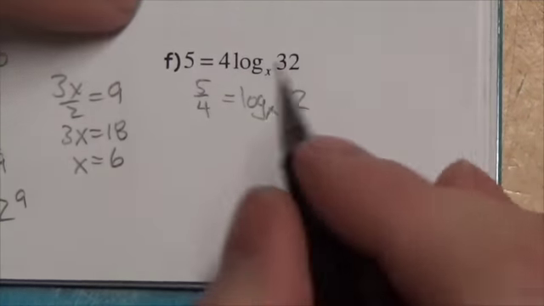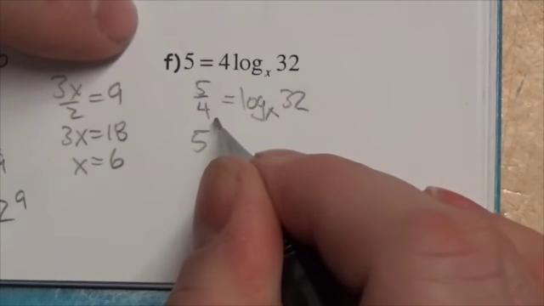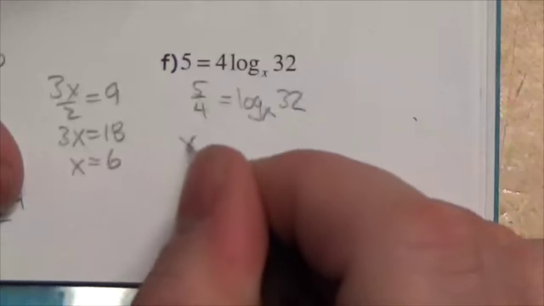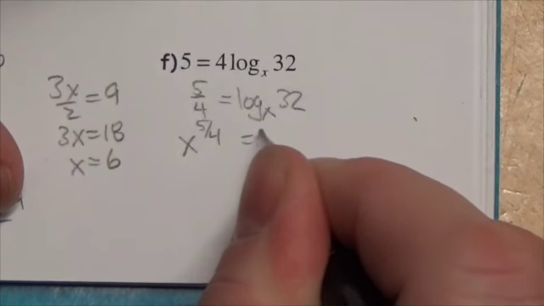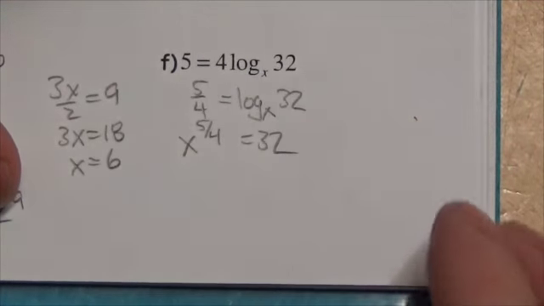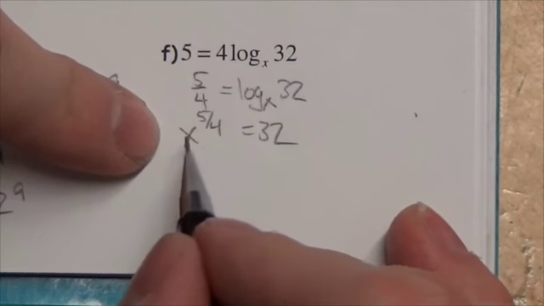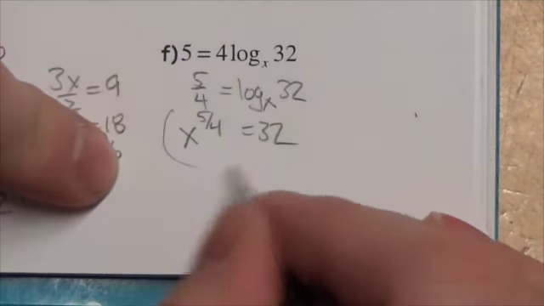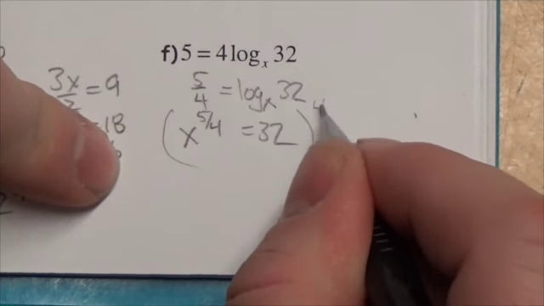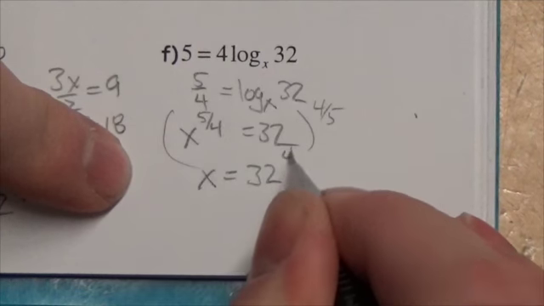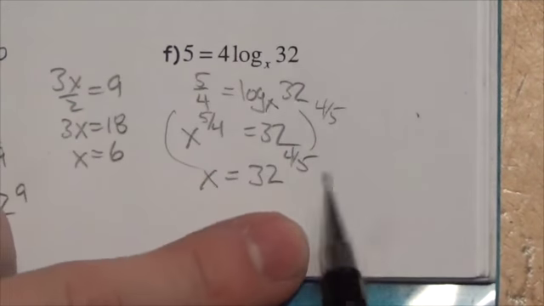Now, let's convert forms here. This becomes x to the 5/4 is equal to 32. And see, now this isn't an exponential equation because the variable here is in the base. So what I'm going to do here is raise both sides of this to the reciprocal exponent, and I'll get x is equal to 32 to the 4/5.